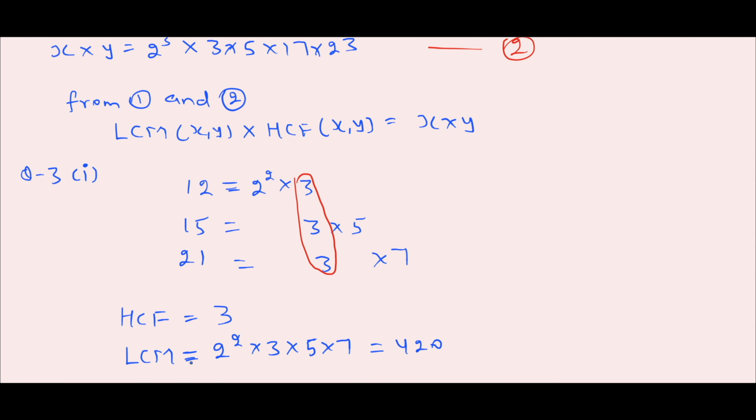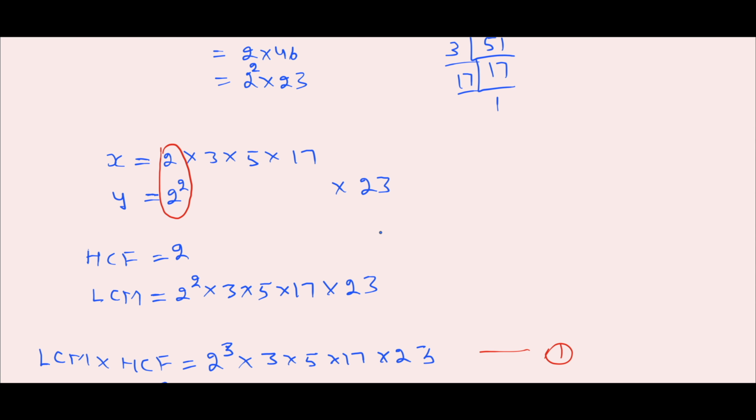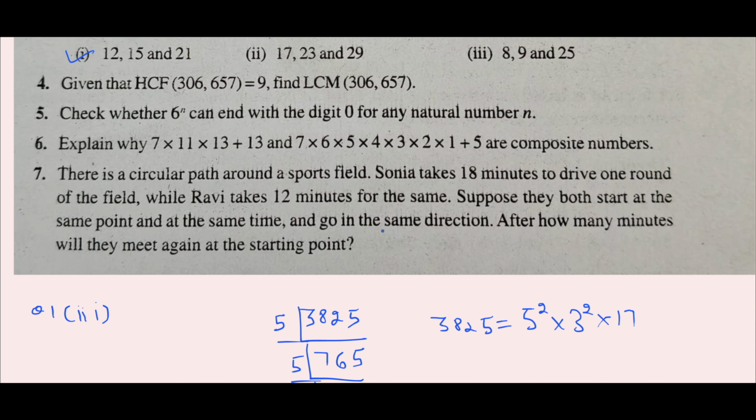And LCM is the smallest number. I cannot find any number smaller than 420 which comes in the table of all the numbers 12, 15 and 21. So in this way we can think about the SCF and the LCM. I hope this is clear to you. Now this was question number 3, part 1.